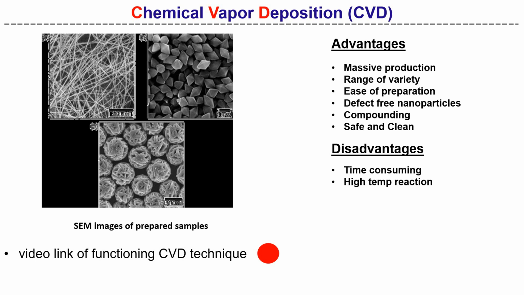So these are the three methods which we have discussed so far. One is the ball mill method, second is the spray pyrolysis method, and the third is chemical vapor deposition, by which you can develop various nanomaterials. We have also discussed the advantages, disadvantages, and the uses of the methods. So this is the end of this session, where we have discussed the methods to develop nanomaterials.